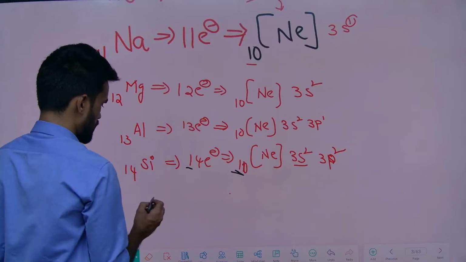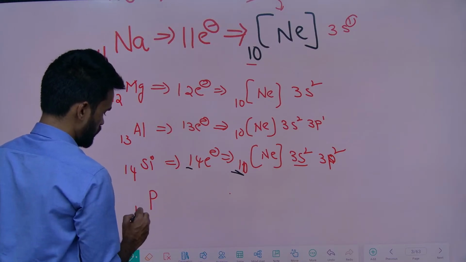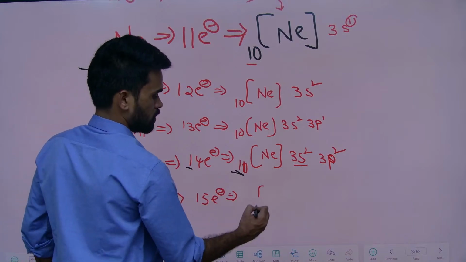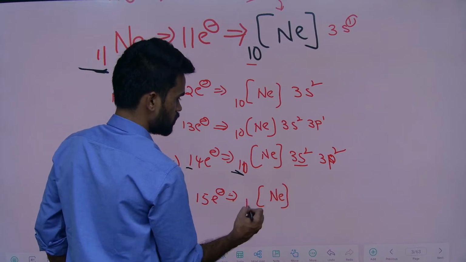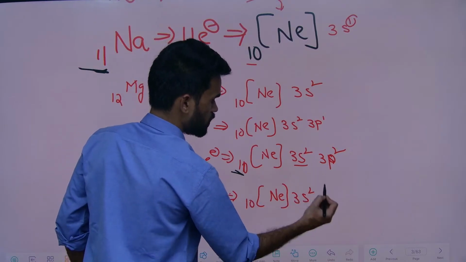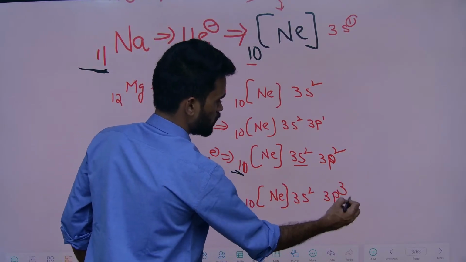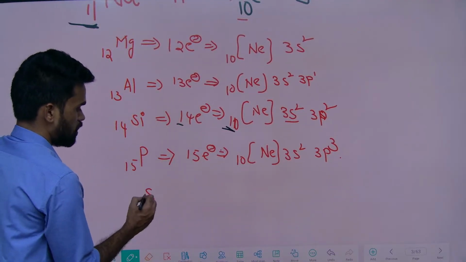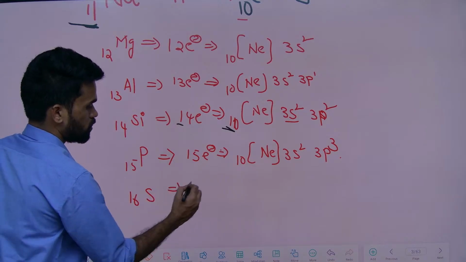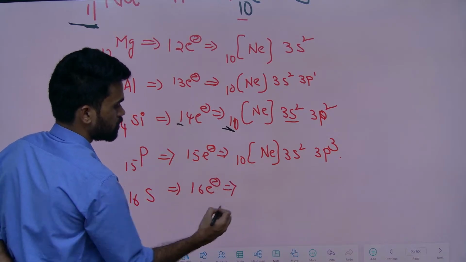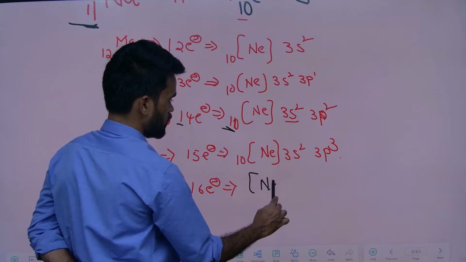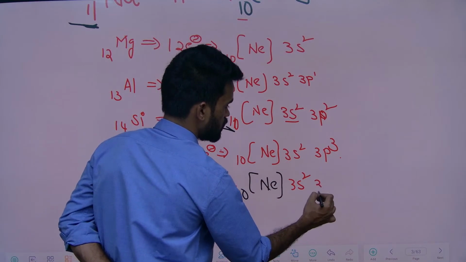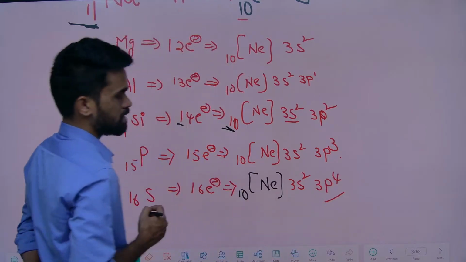Okay, next silicon. Next phosphorus, 15. What you can write? 15 electrons means neon 10 over, 3s2, 12 over, 3p3, 15 over. That's it. Next phosphorus. Next sulfur, 16. So what you can write? First neon, so 10 over, after that 3s2 12 over, 3p4 all 16 over.